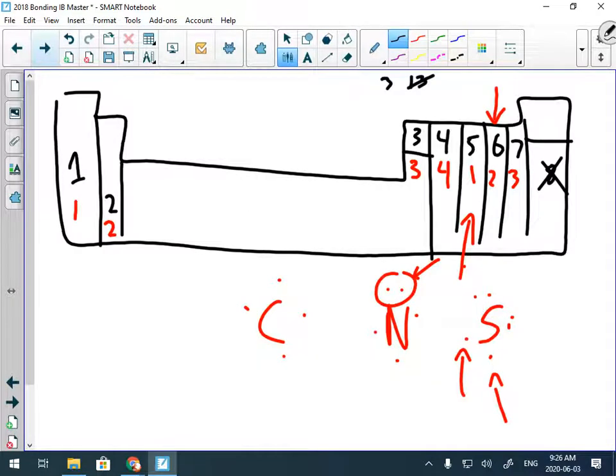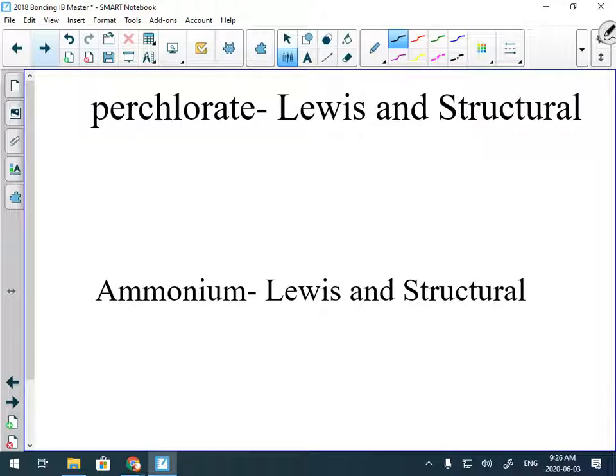Okay, so let's just practice a couple. We're going to go from Lewis to structural, and then we're going to jump right to structural.